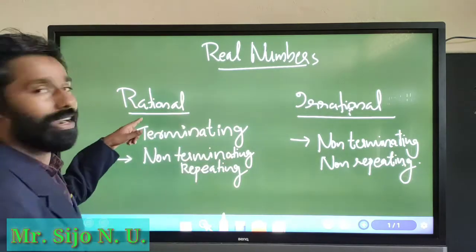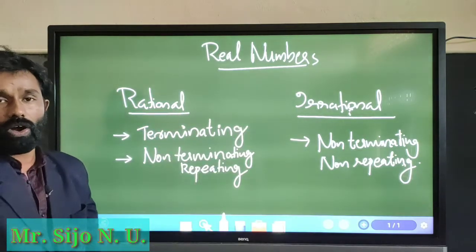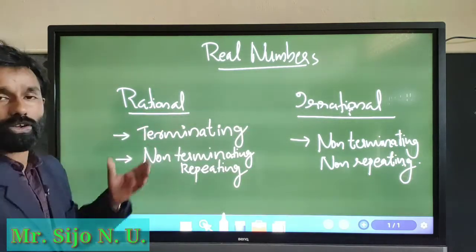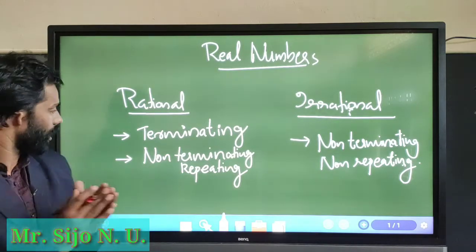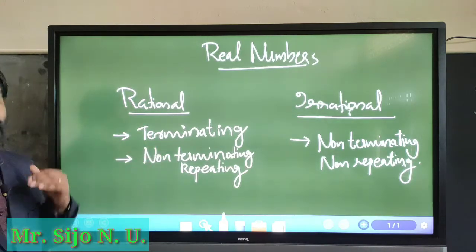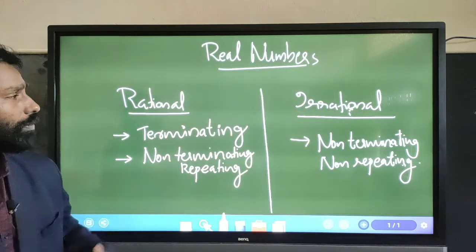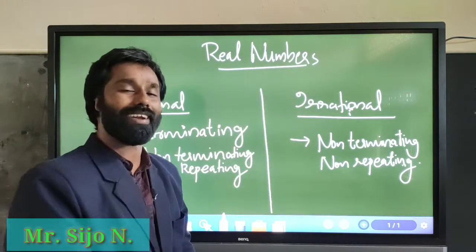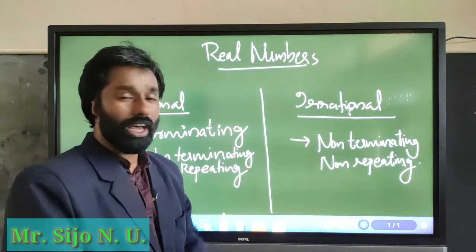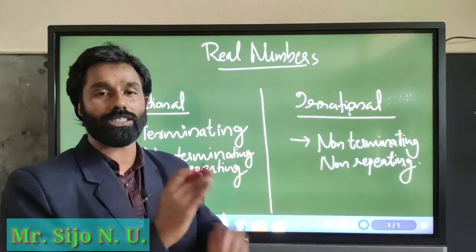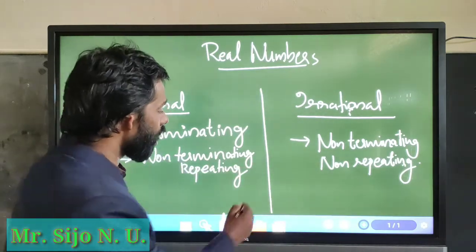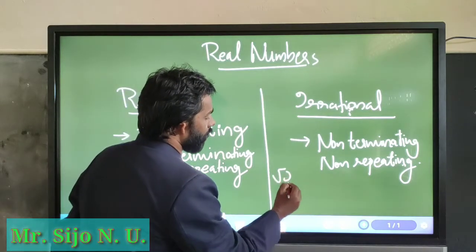We are discussing the decimal expansion of real numbers. So two types, rational and irrational. Already we have seen the decimal expansion of rational numbers. Of course, we got that it is either terminating or non-terminating, repeating. Then what about the decimal expansion of irrational numbers? That is non-terminating and non-repeating. For example, root 2 and pi.